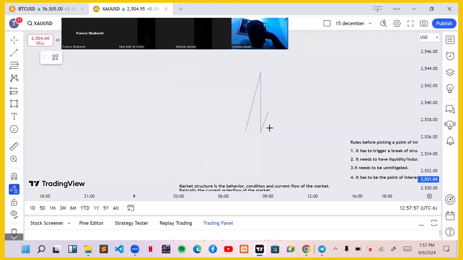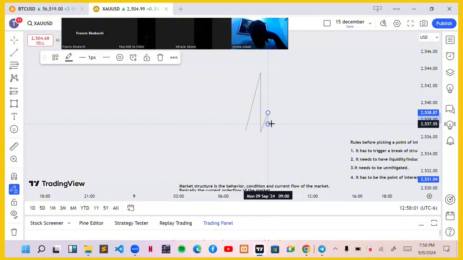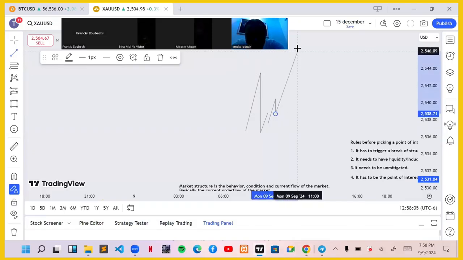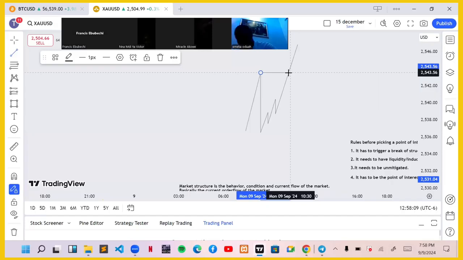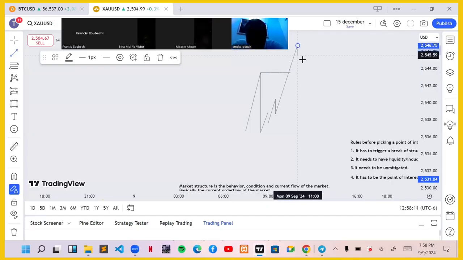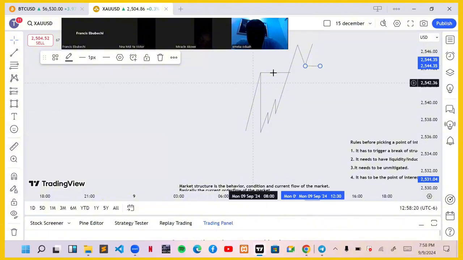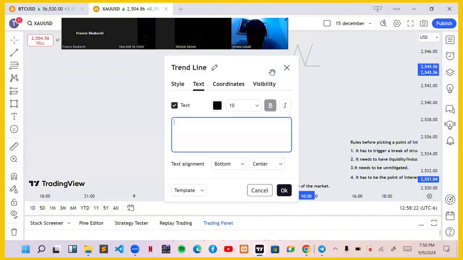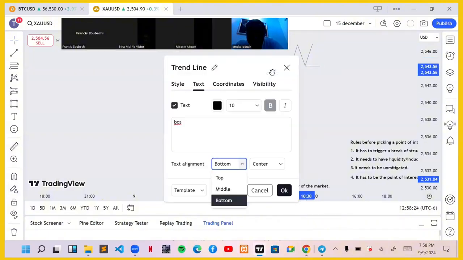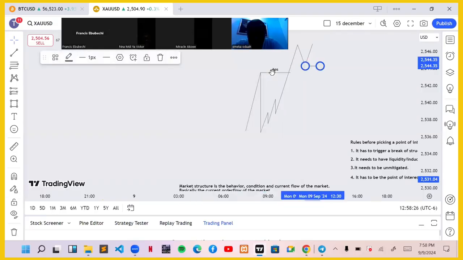Let's say this is price, and then price is making higher highs and higher lows, higher highs, and then price does something like this, breaks out of this zone. Now, this is a break of structure right here. After breaking out, price now does something like this. This is the first pullback and goes up again. So this is your inducement right here. So this is my break of structure. This is my inducement.